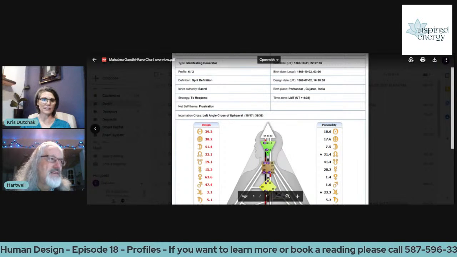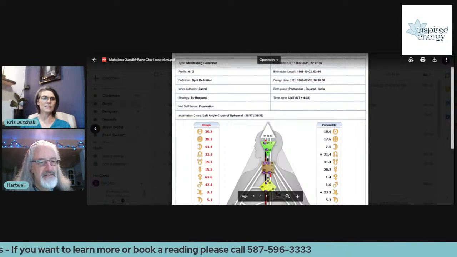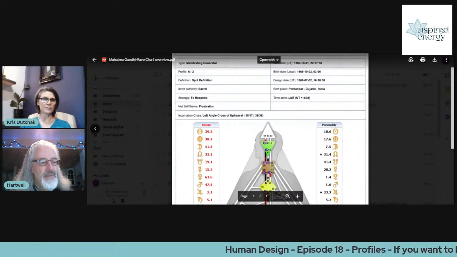And the sixth line is the line of the role model. It's kind of like coming up onto the roof, is what it's called in human design.